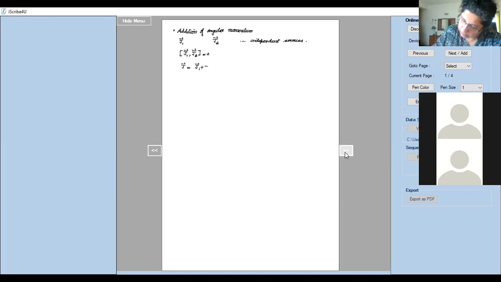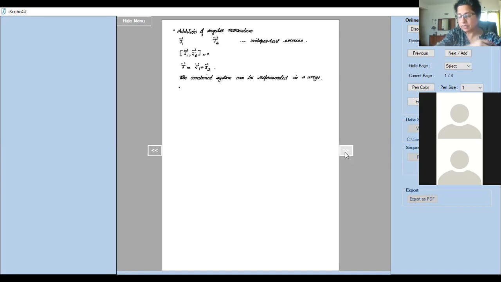Given that, let us now see what is going to be the situation for J equal to J1 plus J2. Now what you have to remember is that the combined system can be represented in two ways. When I say represented, I'm talking about the basis sets. So what are the two ways which we can talk about?